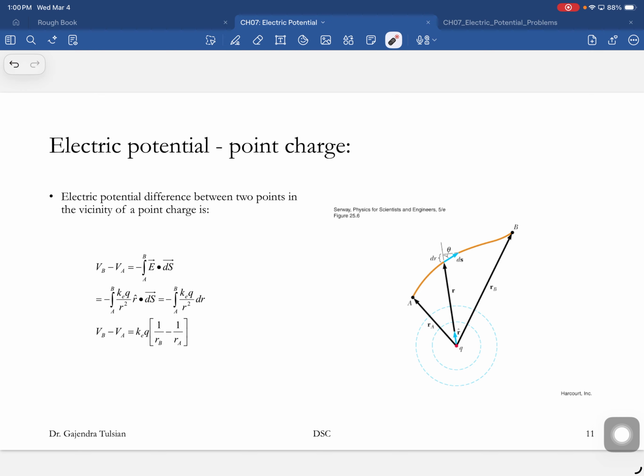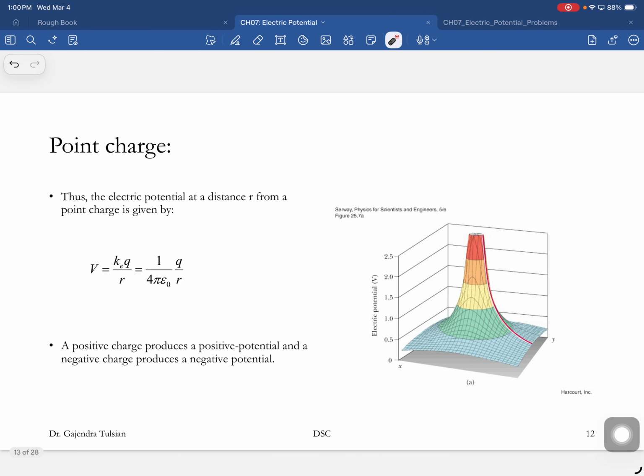All right. So again, this is the formula that we want to derive that I gave you. The potential from a point charge is Coulomb's constant times the charge divided by r.